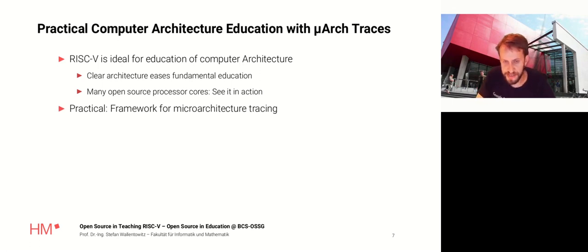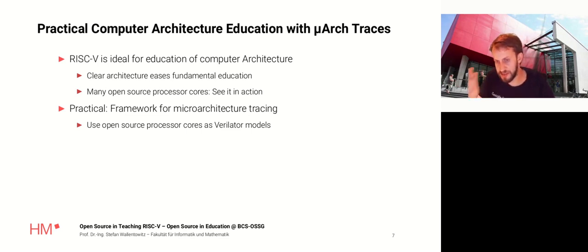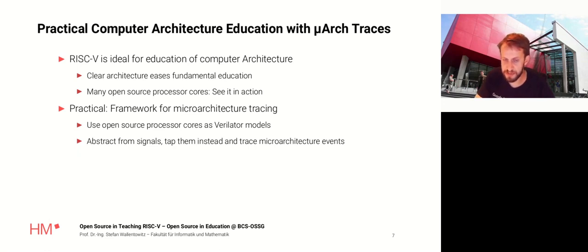So what I'm working on practically, and this is more a framework and not really one single tool, is a framework for microarchitectural tracing, which means that I am exposing microarchitectural details to the students and not signals in the processor core itself. So it's not about the handshake signals, but about what happened between two pipeline stages. And this is very important from my point of view, to abstract from the implementation details, but learn about the microarchitecture details. We use some open source processor cores, mainly the ones that everyone knows from RISC-V, and transpile them using Verilator, which is a tool that compiles Verilog to C++ simulations. And I'm augmenting it by abstracting from signals and instead tapping in there and tracing microarchitectural events.